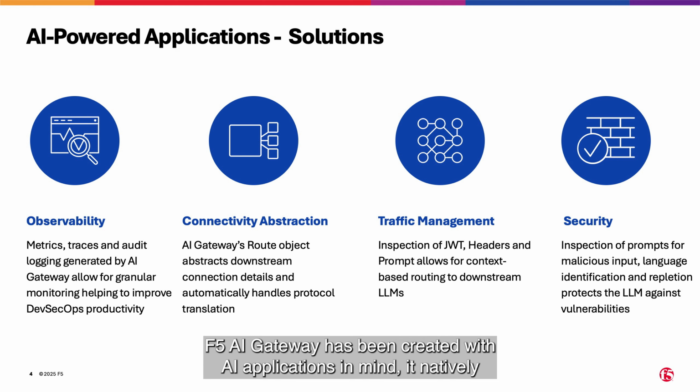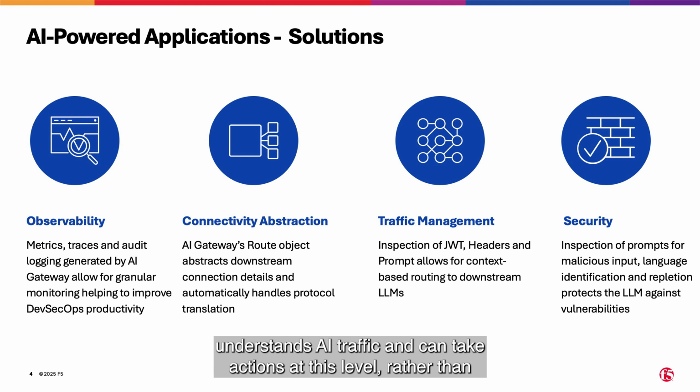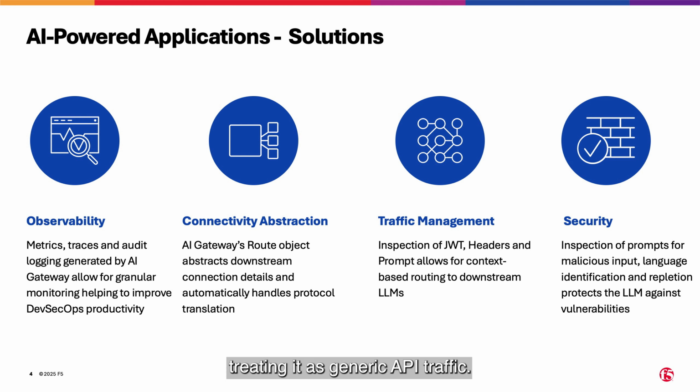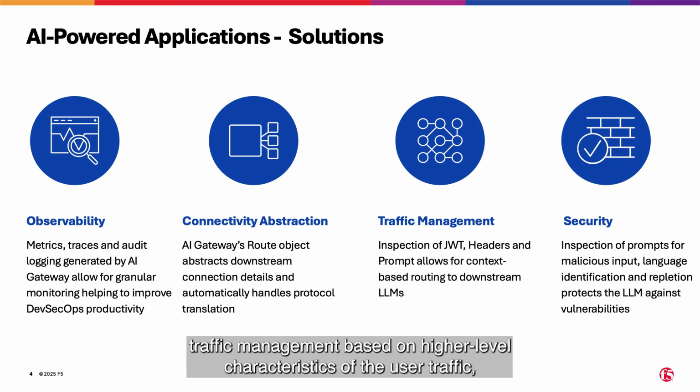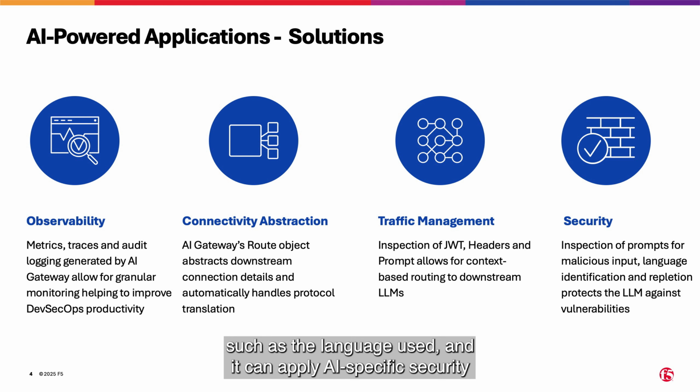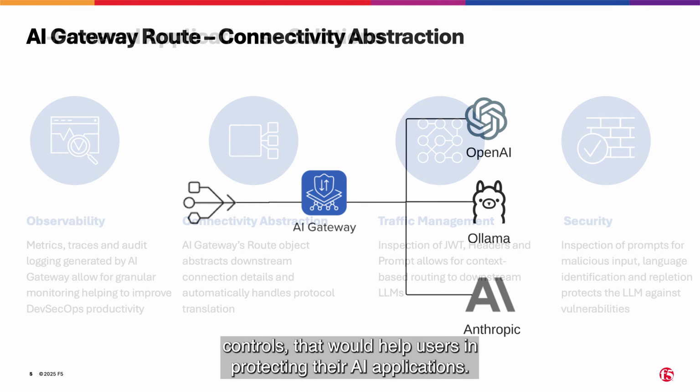F5 AI Gateway has been created with AI applications in mind. It natively understands AI traffic and can take actions at this level, rather than treating it as generic API traffic. It can provide logging of transactions for audit purposes. It can perform traffic management based on higher-level characteristics of the user traffic, such as the language used, and it can apply AI-specific security controls that would help users in protecting their AI applications.